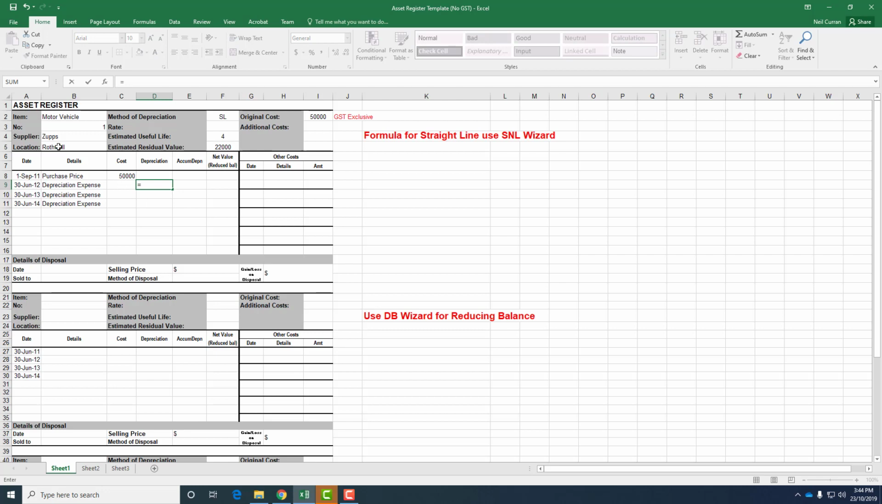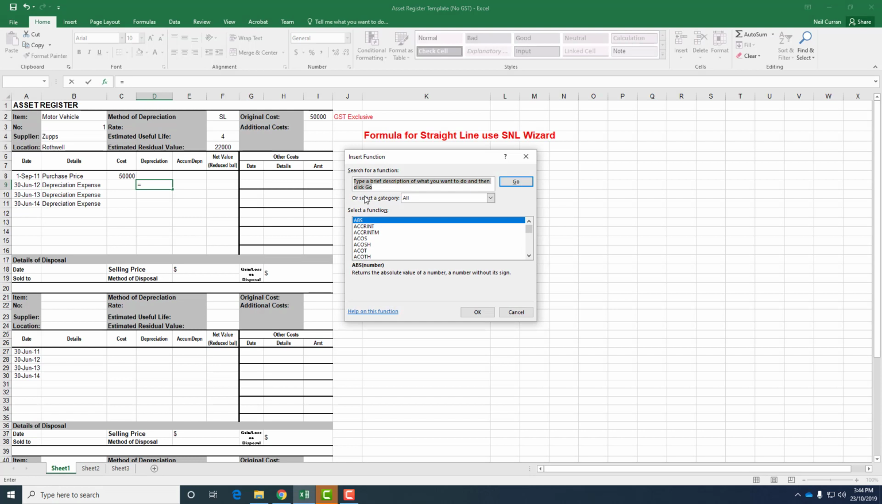Now in Excel, to get a formula, press equals, and then you can drop this down and go to more functions. Now you can type here the one which you need. Straight line here is the one which we are going to use. So in order to get the straight line in Excel, we are going to calculate SLN and then press go. And you can see here a little wizard that will come up where you have to input the cost, the salvage, and also the life of the asset. Now the salvage is basically the residual value, so we are going to go OK.